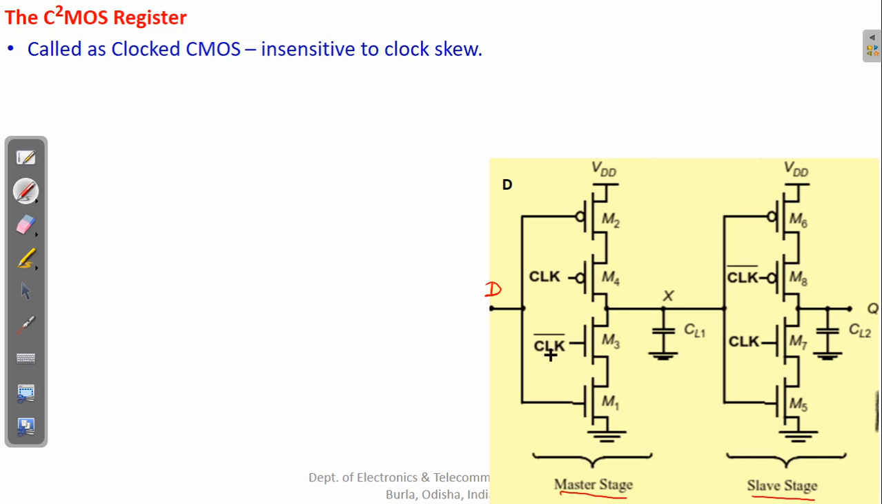So let us first look at the normal function, then we will see how it is insensitive to the 0-0 and 1-1 overlap. Okay, now let's assume in the beginning that Q is 0, and that D is 1.